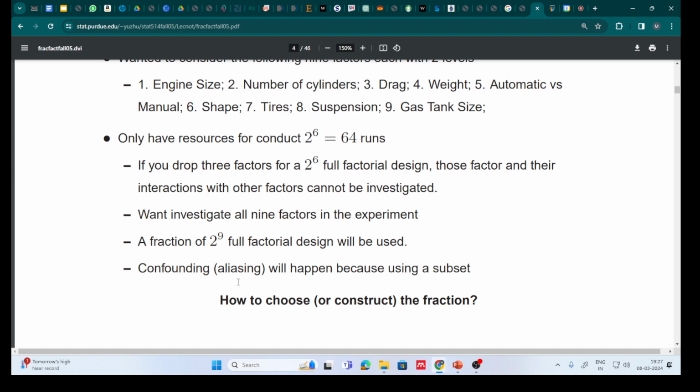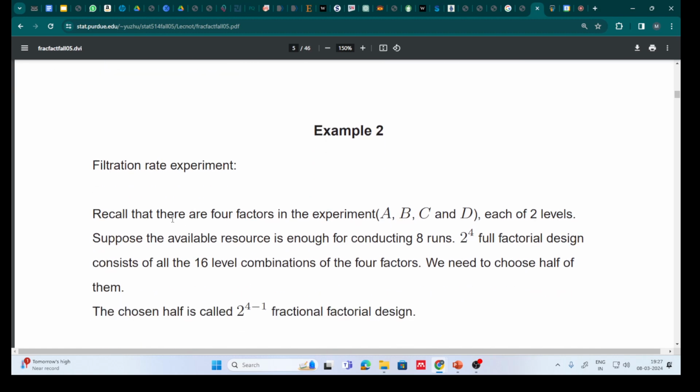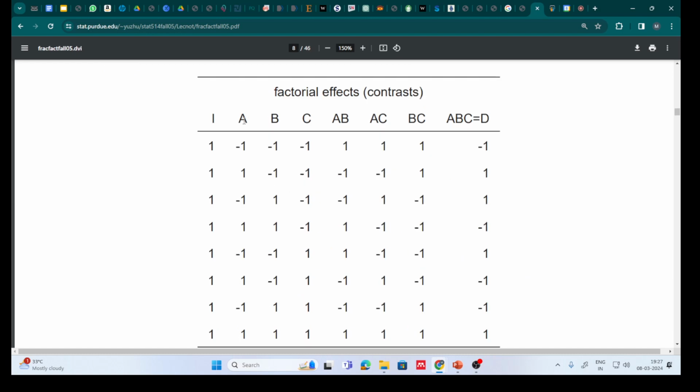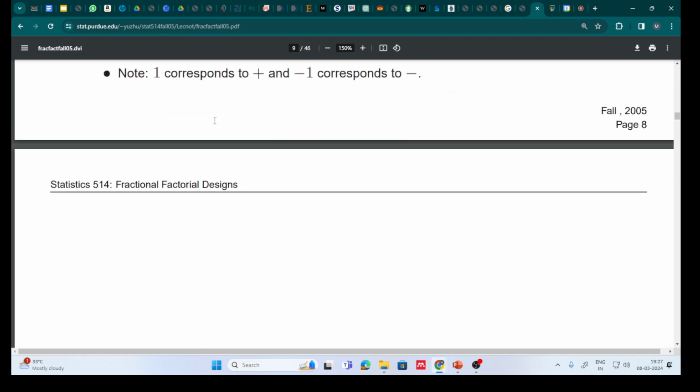What does confounding mean? Let's say I have 4 factors A, B, C, D. We will do the aliasing by calculating the identity matrix I with A, B, C, D, which will always be 1. I'll show you, just 1 minute. Here, I will always be positive. I will be the product of A, B, C, D. That is what we call the aliasing effect, the confounding effect.